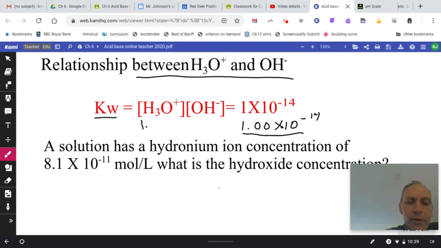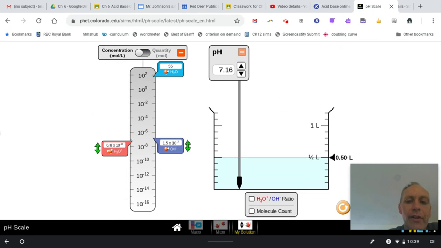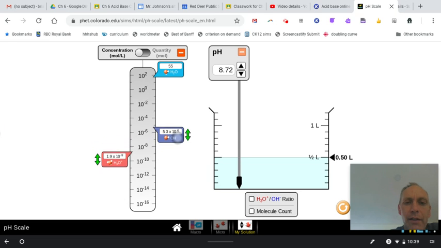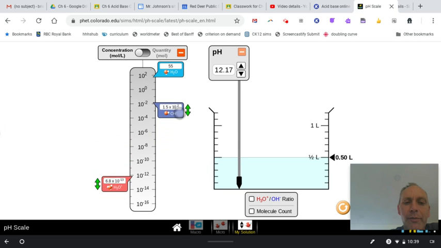So if concentration of hydronium is 1 times 10 to the negative 7, and hydroxide is 1 times 10 to the negative 7, we always get 1 times 10 to the negative 14. If one goes up, the other has to go down. So one goes up, the other goes down, but their product is still 1 times 10 to the negative 14. So I'm going to stop right there. So I've got 1 times 10 to the minus 2 and 9.9 times 10 to the minus 12.